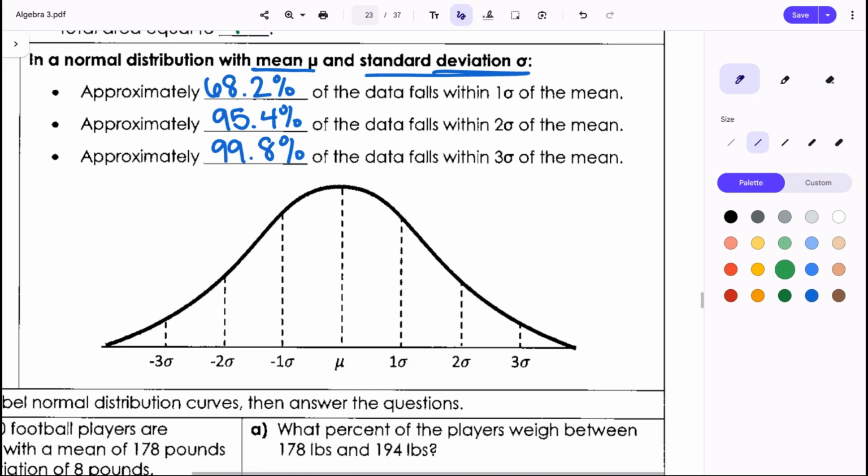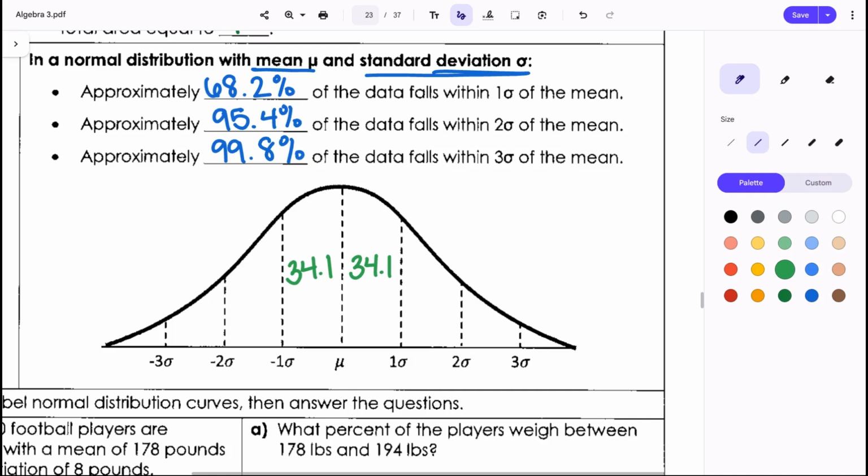Well, we start out with that 68.2. If I were to divide 68.2 in half, each one would get 34.1, and that's within one standard deviation away. So the mean is going to be in the middle of your curve. On the left side of the mean is going to be 34.1%, and on the right side of the mean is also going to be 34.1%.